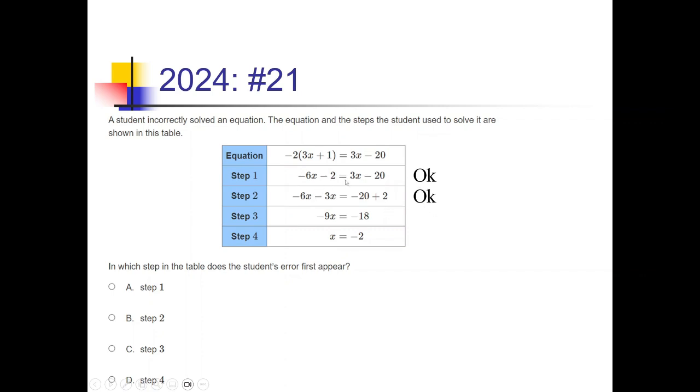Next up, we're going to combine like terms on each side. Negative 6x minus 3x gives us negative 9x. That's good. Negative 20 plus 2 is negative 18, so still good. Well, by process of elimination, they must have messed up this step. So what exactly went wrong? At this point, they were supposed to divide both sides by negative 9. Negative 18 divided by negative 9, since it's a negative divided by a negative, would have given us a positive 2, not negative 2. So there's a sign mistake there, which confirms that step 4 is the problem and choice D is the answer.